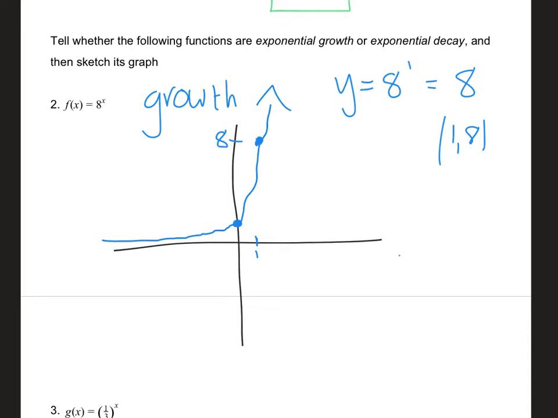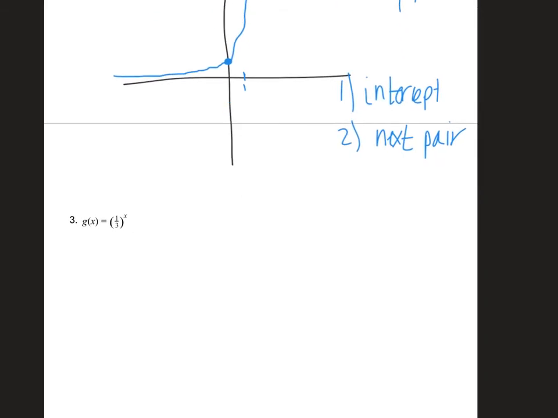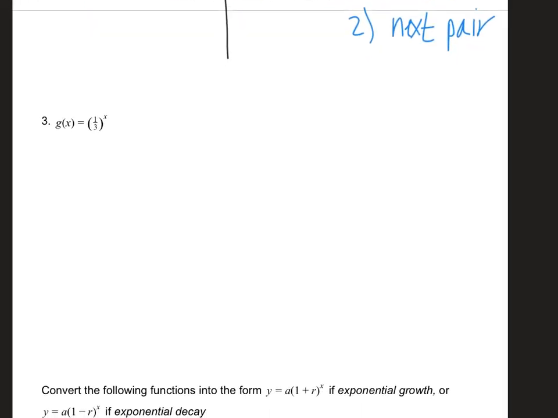You want to know the intercept, and then you want to know the next ordered pair, right? Next point. Okay, so as long as you know those 2 points, you're going to be just fine, right? So let's hustle down to this one, number 3.